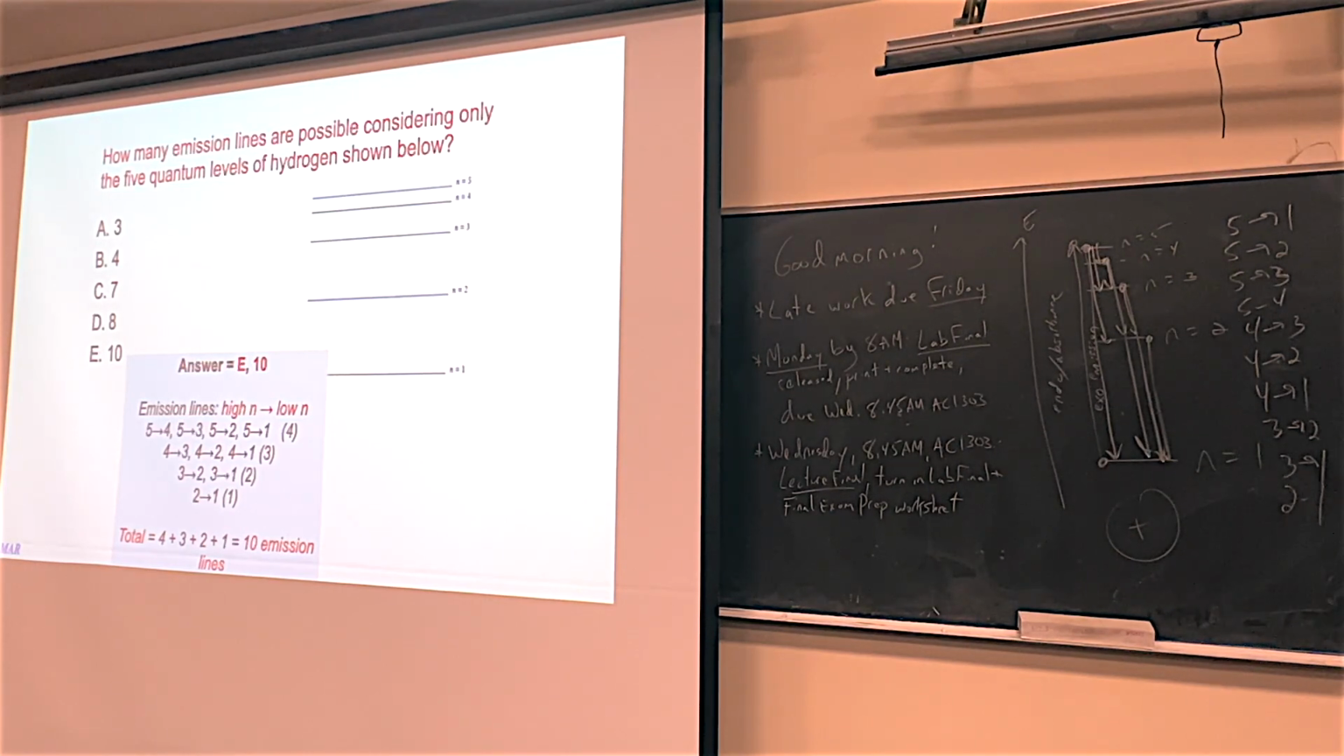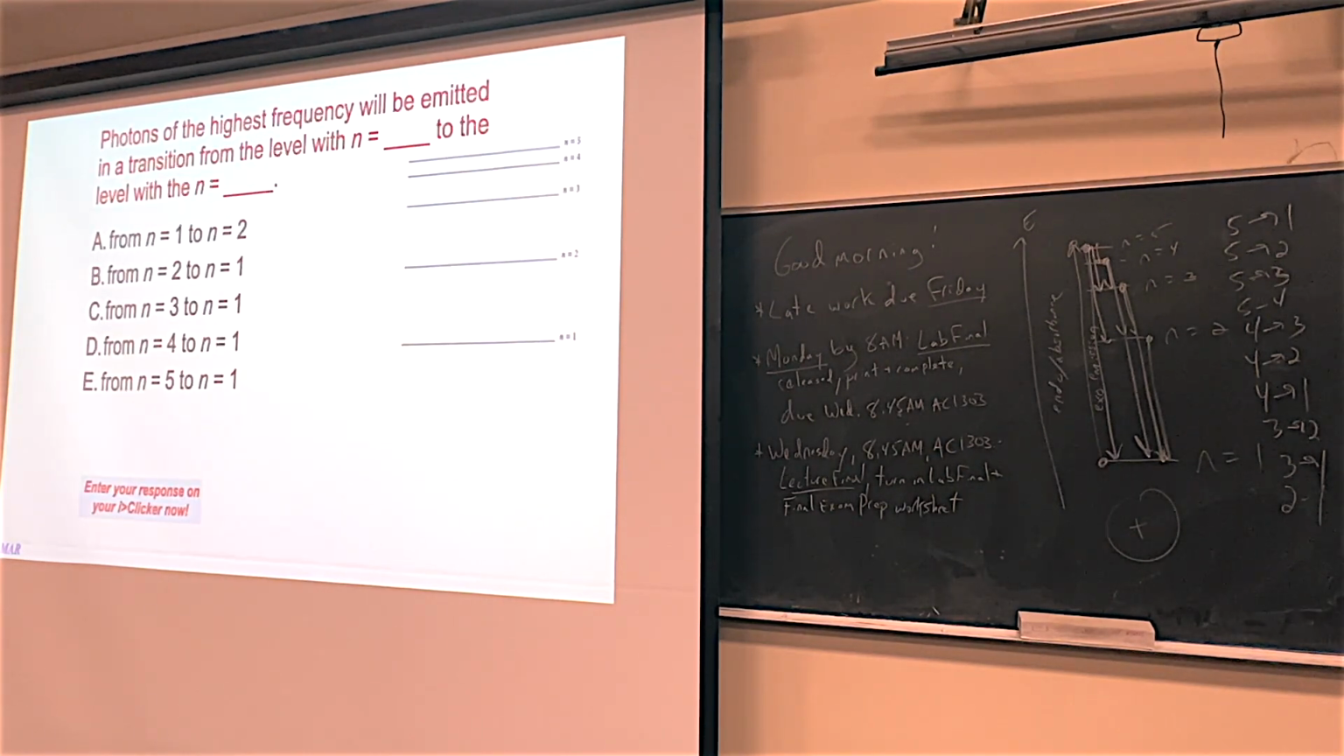Okay. Now, because these are all energy lines, energy transitions, you can start doing things about highest frequency, highest wavelength, lowest wavelength. So this question says, photons of the highest frequency will be emitted in which of these transitions? So really what I want you to do here is think about how highest frequency relates to all of these lines right here. So think about that, what frequency is relative to these lines. We'll talk about it in just a second.